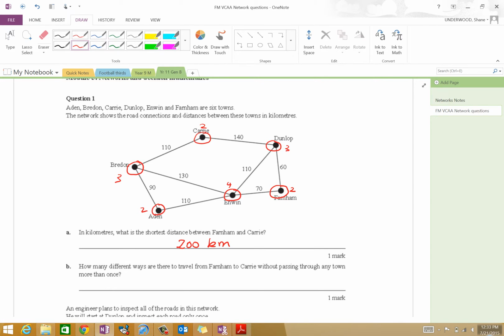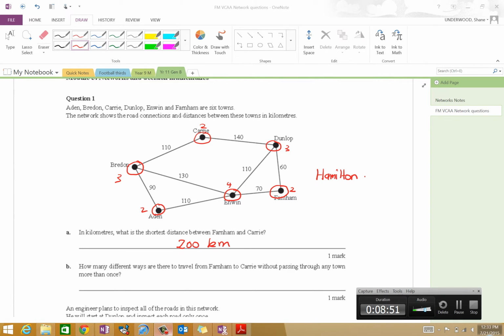Okay, now it says here, without passing through any town more than once. Is it Hamiltonian or is it Euler's? Every town more than once. I don't know about that. Isn't it just Hamilton? Because Hamilton's for vertices. We just have to go through. We don't have to go through every edge. So this is a little bit of trial and error. How many ways are there to go from Farnham to Carry without passing through any town more than once? I'm not sure if there is.